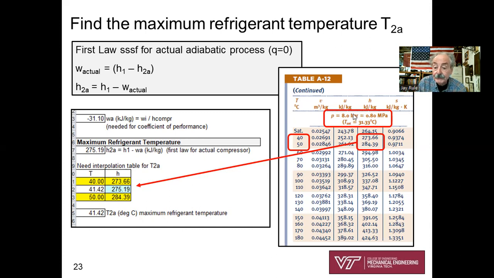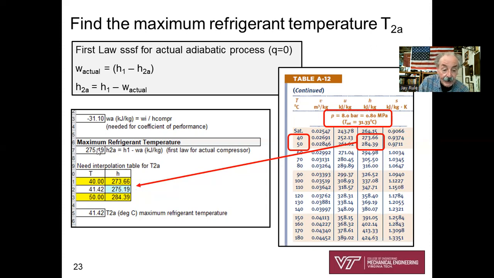Go back to our superheated table, 800 kPa. I've got to shop around for H2A is 275. Oh, here it is, in between these two numbers. So our T2 actual is somewhere between 40 and 50. If you're taking a test and you're running out of time, at least write down that T2 actual, the maximum temperature, is going to be somewhere between 40 and 50, and you'll get partial credit. But let's do the interpolation.